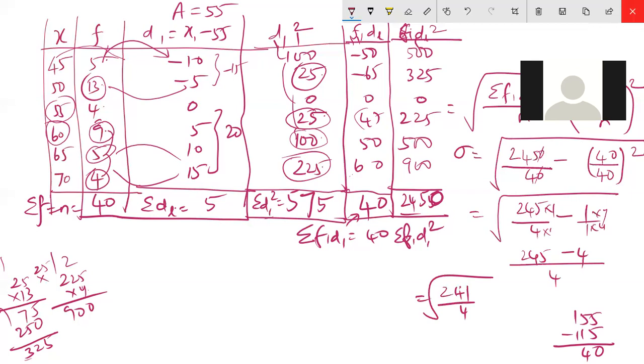241 divided by 4 is equal to root of 60.25. Okay. What is root of 60.25? We have to now find out. Root of 60.25 is equal to 7.76. Sigma is equal to 7.76. Correct. Okay.